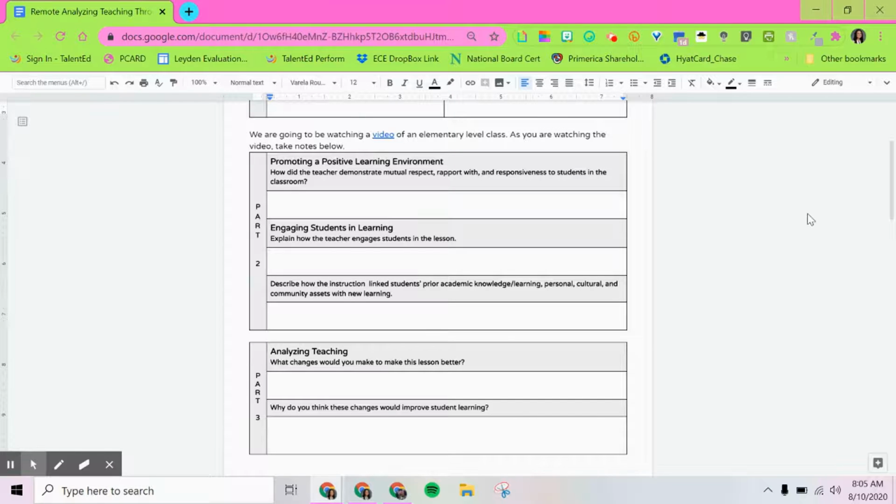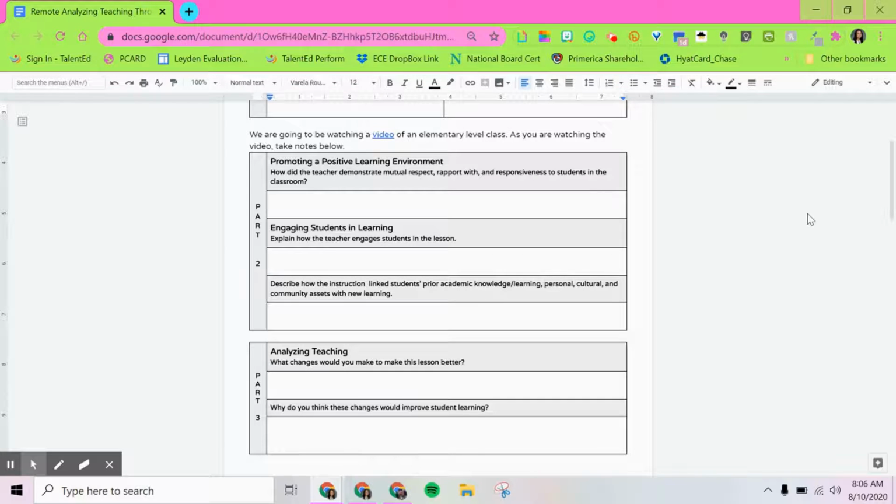How did the teacher demonstrate mutual respect, rapport, and responsiveness to students in the classroom? Explain how the teacher engages students in a lesson. And then the final one is, describe how the instruction linked to students' prior academic knowledge or learning, personal, cultural, and community assets with new learning. Okay, so that's a big one. So as you watch, think about that.